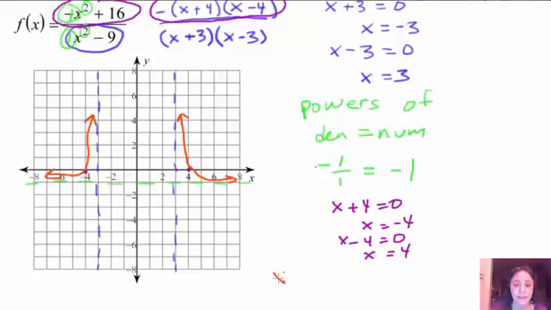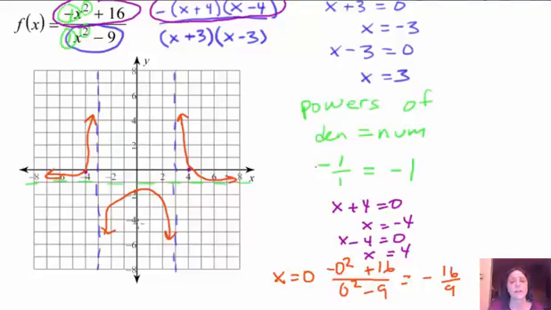So let's try x equals 0. If I plug in x equals 0, I have 0 squared, minus 0 squared, plus 16, and I have 0 squared minus 9, which is going to give me 16 over negative 9, which is negative 16 ninths, something between negative 1 and negative 2. So we know that it is more negative than negative 1. It's down here somewhere, and we can go ahead and sketch our curve in here. We know there's no more x-intercepts, so there's our curve, and we have our sketches made.